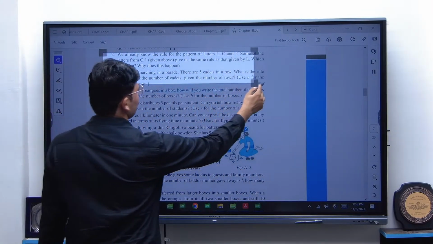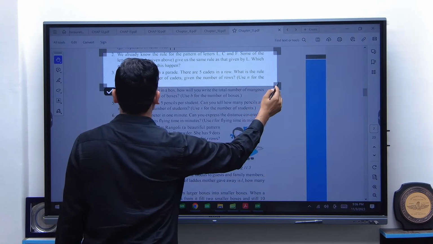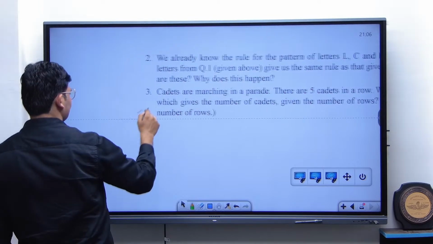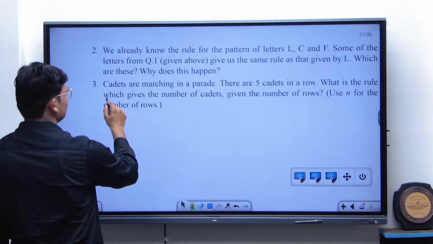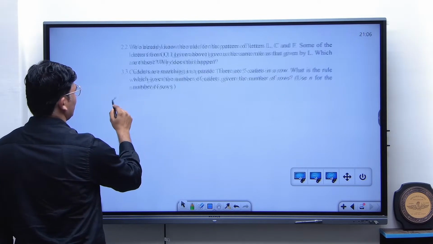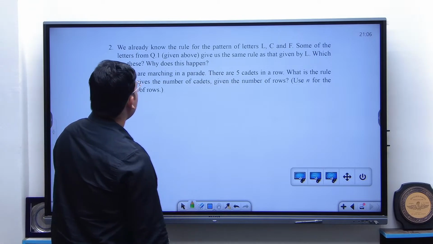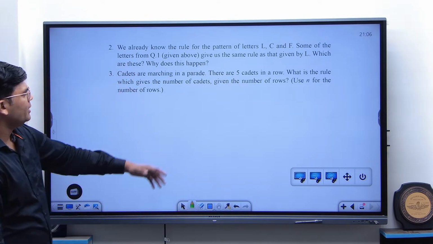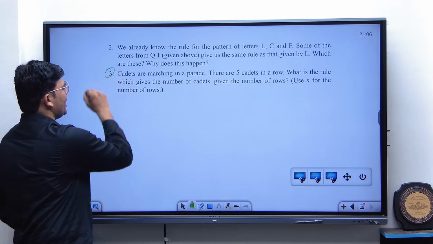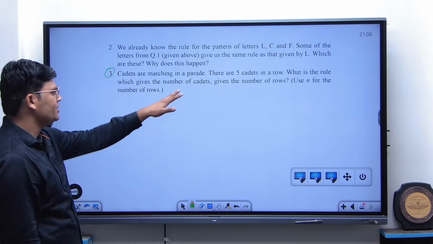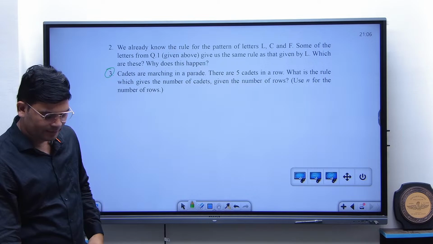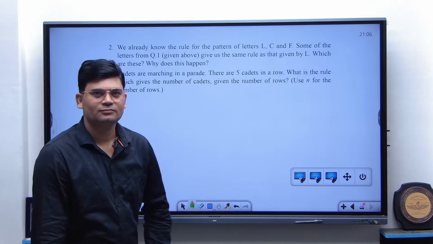Let's do 2 more questions. We already know the rule of the pattern of the letters L, C and F, so give the same rule for L. Okay. Cadets are marching in a parade. There are 5 cadets in a row. What is the rule which gives the number of cadets given the number of rows? Tell me. 5n. Okay.